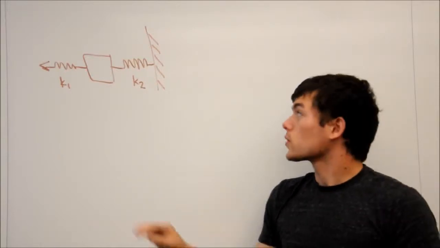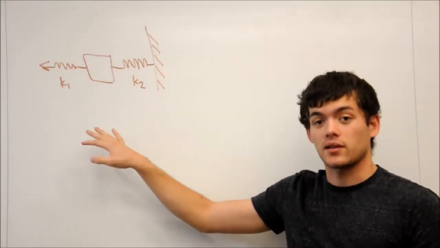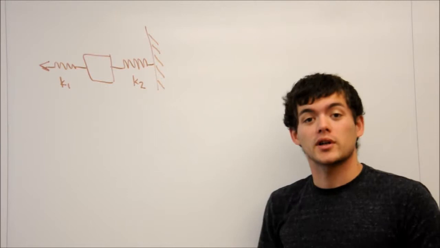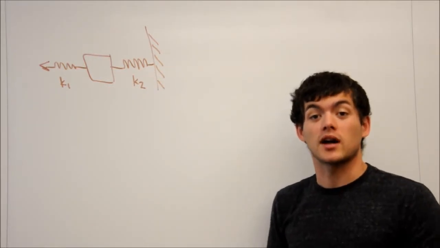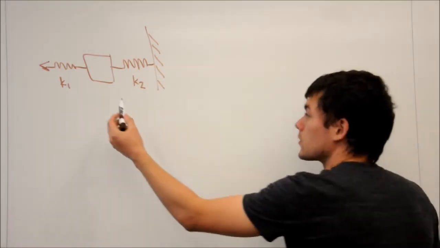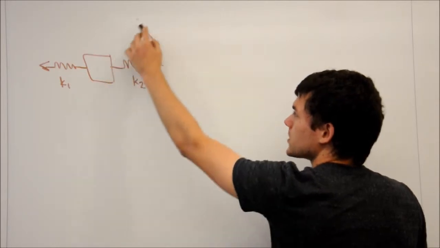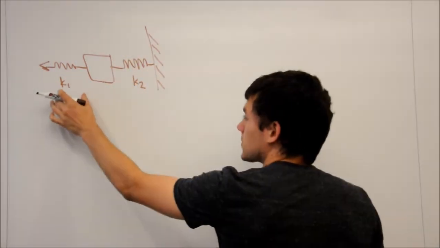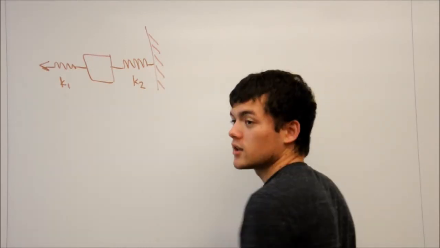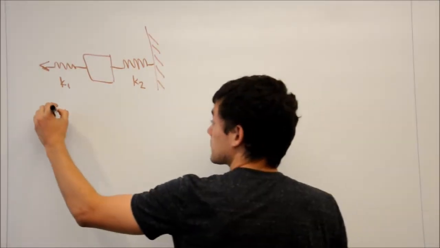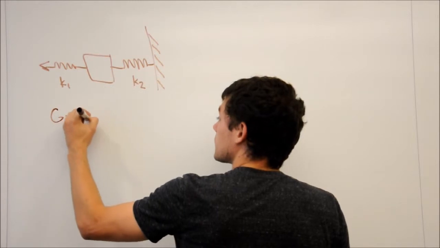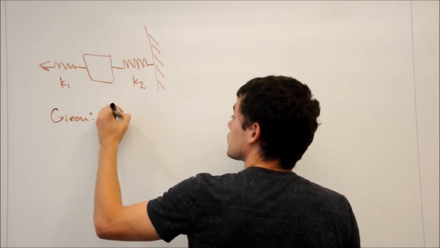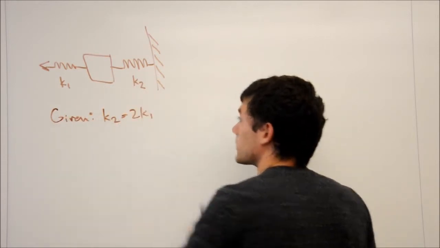So in this problem, we're given a situation that looks something like this. Now remember, you're going to want to draw a picture of every situation as it comes up if you're not given one already. So here we have a block that's attached to the wall by a spring of spring constant K2, and that's being pulled from the other side by a spring of spring constant K1.